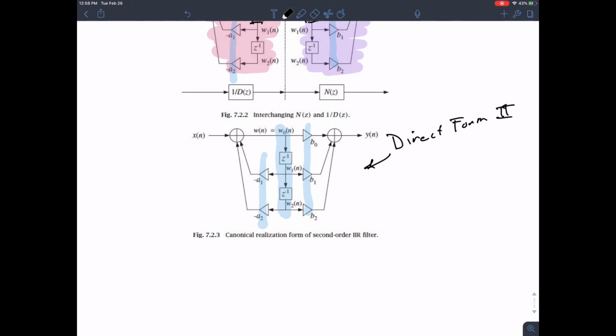Once we have direct form 2, we have this diagram, and we can implement this diagram with pseudocode, and we end up programming a filter. Hopefully that's helpful.